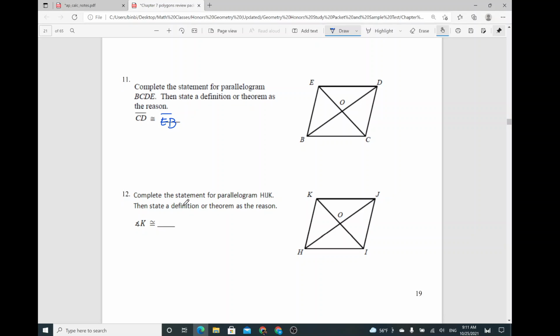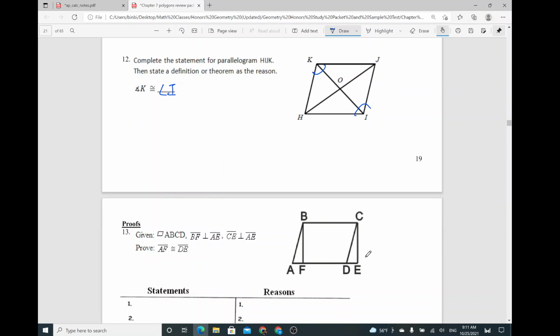Okay, so this one, angle K is congruent to angle I. Angle K is talking about this one. It's congruent to angle I. So in a parallelogram, opposite angles are always congruent to each other.